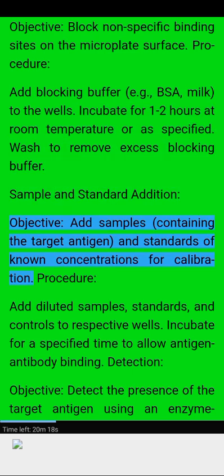Sample and standard addition. Objective. Add samples containing the target antigen and standards of known concentrations for calibration. Procedure. Add diluted samples, standards, and controls to respective wells. Incubate for a specified time to allow antigen-antibody binding.